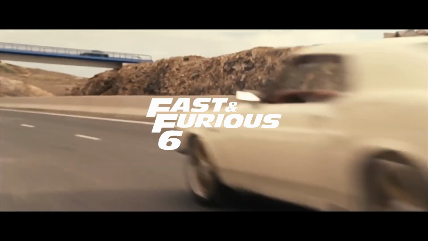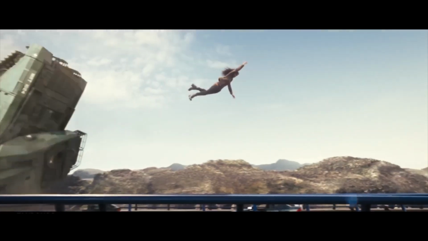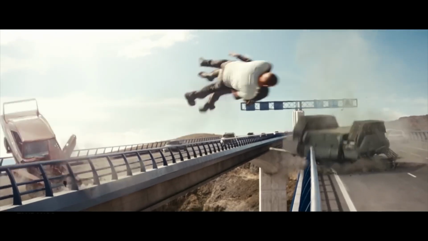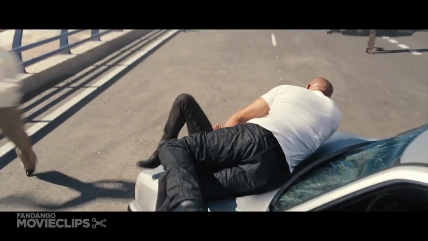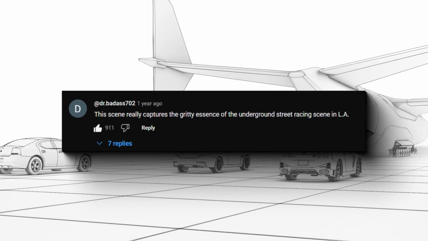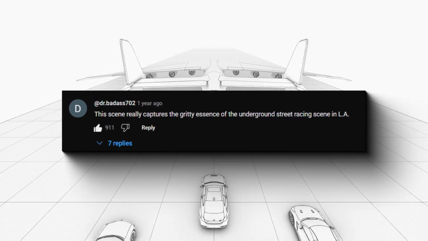In Fast and Furious 6, Dom crashes his car, the inertia throws him in the air to catch Letty. Then he falls on another car and both of them survive. But why is his car crashing twice? In this scene, Dom wasn't even wearing his black t-shirt, he was wearing a white t-shirt. Wait, does John Wick wear a white tee? All I have to say is this movie really captures the gritty essence of underground street racing scene in LA.